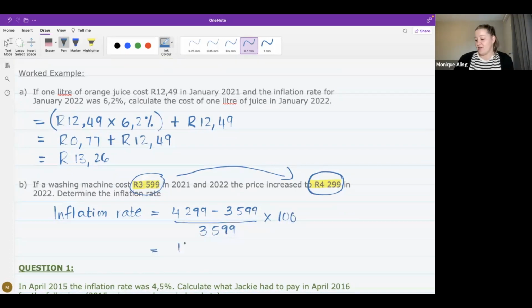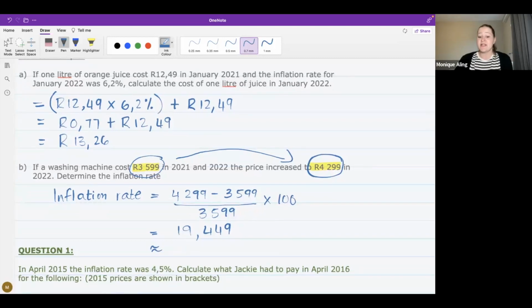And then you'll get an answer of 19,449. But remember, with percentages, we always need 2 decimal places. So I'm going to round that to 2 decimal places. And don't forget to include the percentage sign because we're working out the inflation rate.